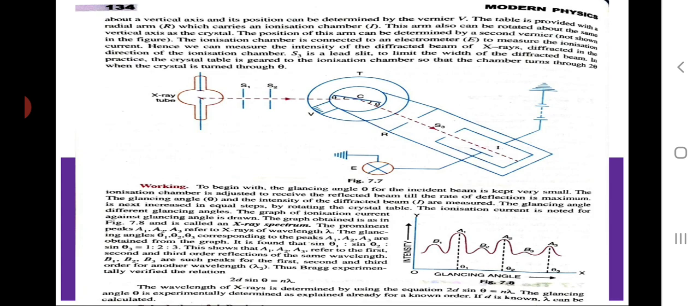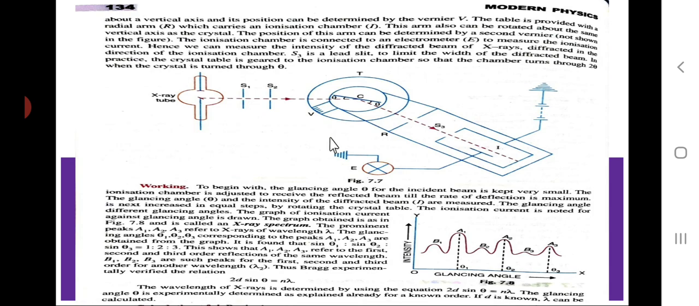The table is provided with a radial arm R, which carries an ionization chamber I. This arm also can be rotated about the same vertical axis as the crystal. The position of this arm can be determined by a second vernier, which is not shown here.